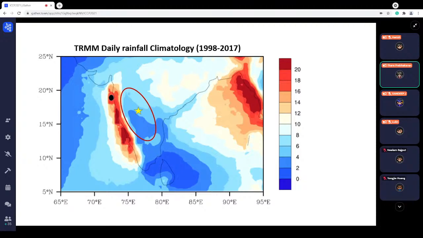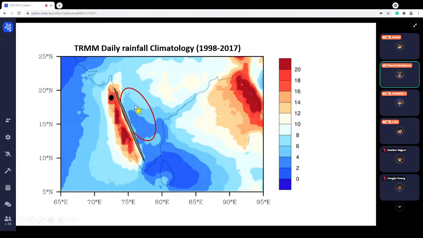I'm not really talking about the model. So basically, this is the region that I am talking about. You see this oval area here, and we have the Western Ghats mountain ranges. You see the rainfall: this is the TRMM rainfall over several years, the daily rainfall climatology. You see most of the rain falls on the west side of the mountain.